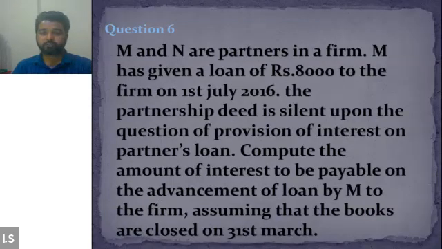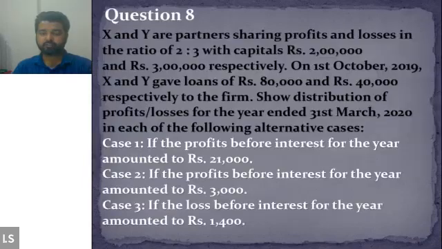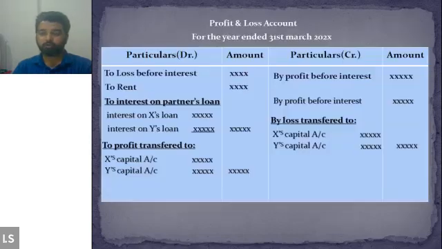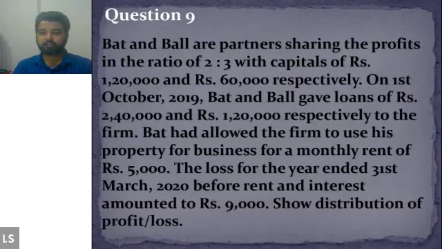We already did question number 6 and question 7, and in the previous session we were discussing question number 8, and I think we completed this question as well. Then we talked about the format of the profit and loss account. We have discussed this part. After that, I think we have also discussed question number 9. That was about bat and ball. Bat and ball are partners sharing the profit. We have already discussed this question.